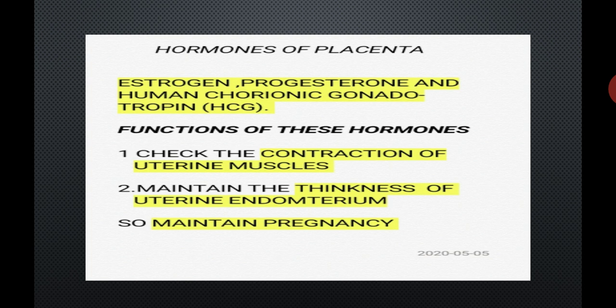I repeat, placenta secretes three hormones. One is called estrogen, the second one is progesterone, the third one is HCG.